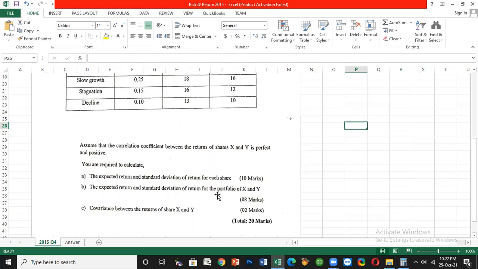Part A, the expected return and standard deviation of return for each share. Part B, the expected return and standard deviation of return for the portfolio of X and Y. Finally, they ask the covariance between the returns of shares X and Y.